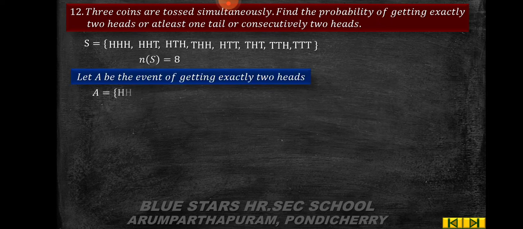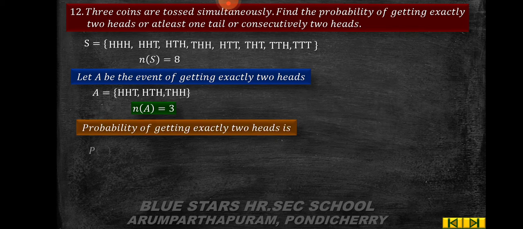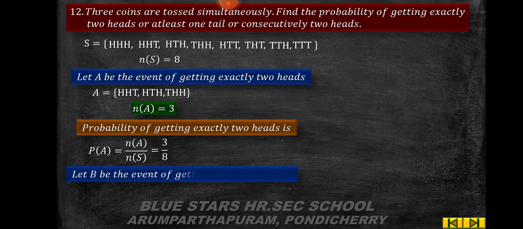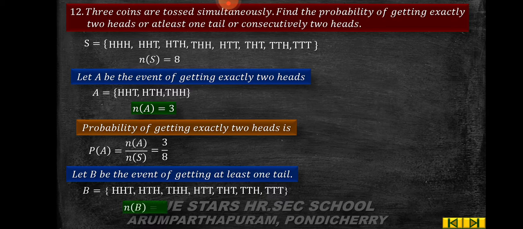Let A be the event of getting exactly 2 heads. So N of A is equal to 3. The probability of getting exactly 2 heads is P of A is equal to N of A by N of S is equal to 3 by 8. Let B be the event of getting at least 1 tail. So N of B is equal to 7.